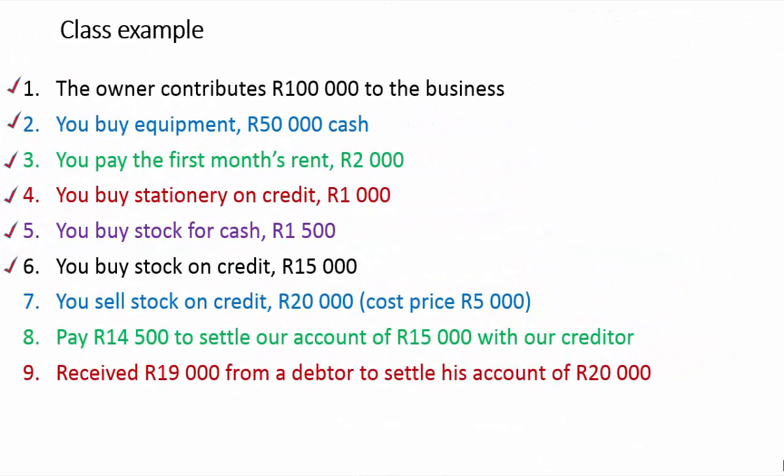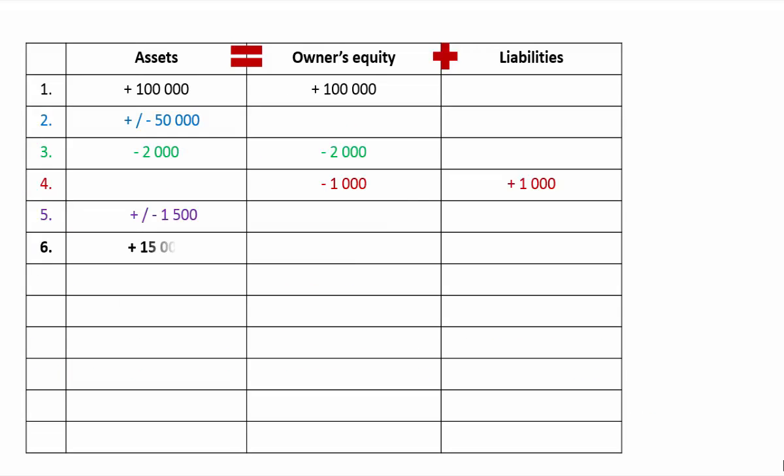Transaction number 6. You buy stock again, but this time on credit, 15,000 Rand. So once more, you've got stock, which falls under trading inventory, which is an asset. So, therefore, I've got more assets. My assets are increasing. But this time I didn't pay for it. I bought it on credit, meaning I owe the money. I owe is a liability. When I buy stock on credit, I increase what I owe to my creditor, and therefore my liabilities will increase as well. My accounting equation balances: my increase of 15,000 Rand to my assets is equal to an increase of 15,000 Rand to my liabilities.